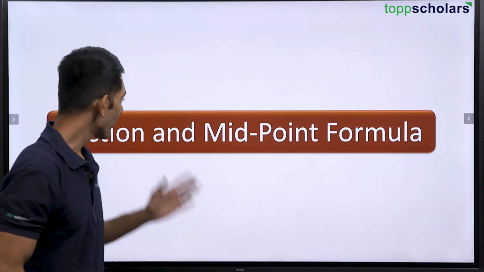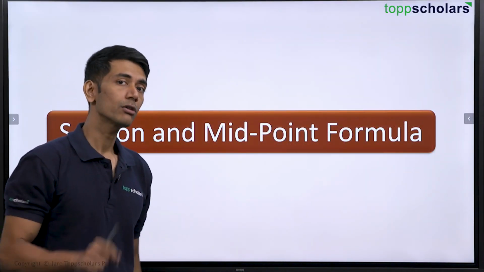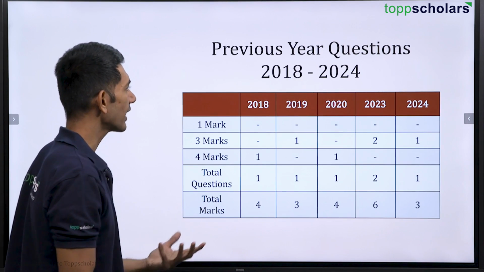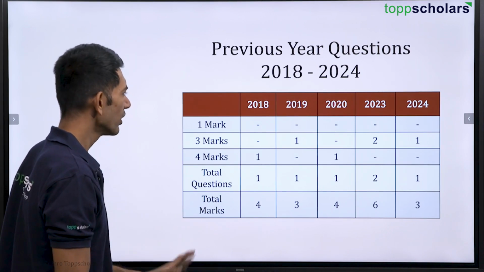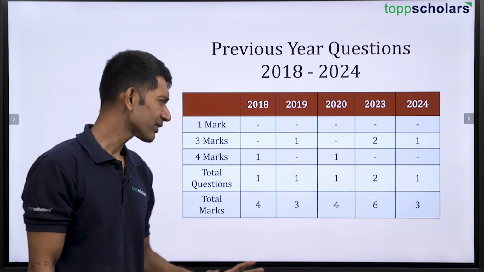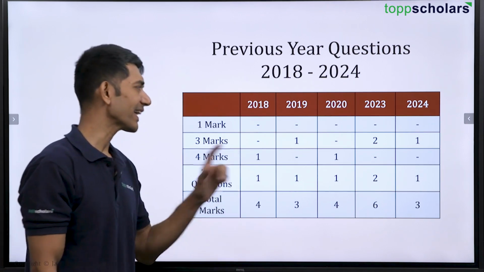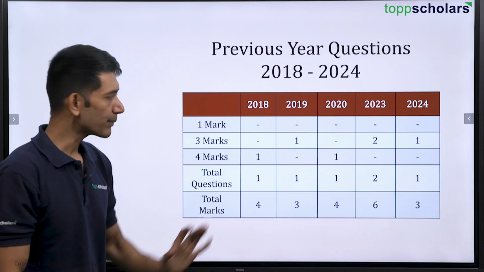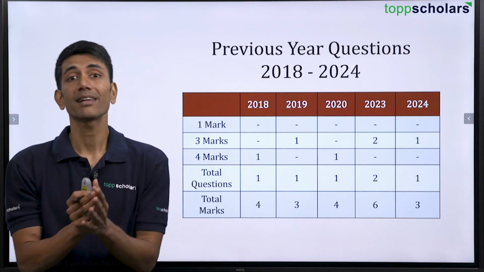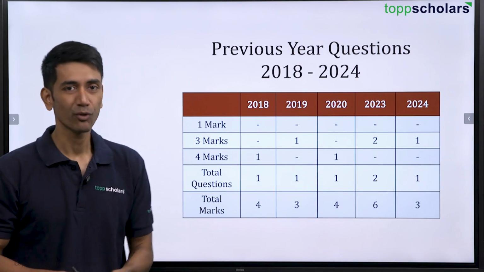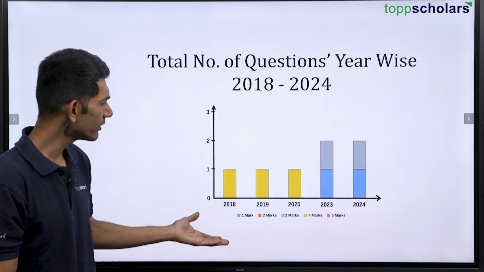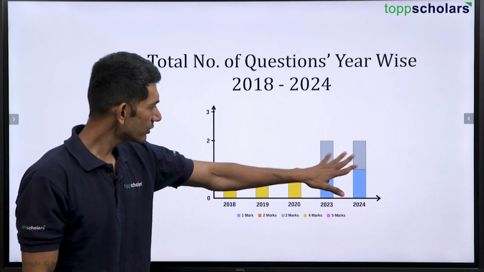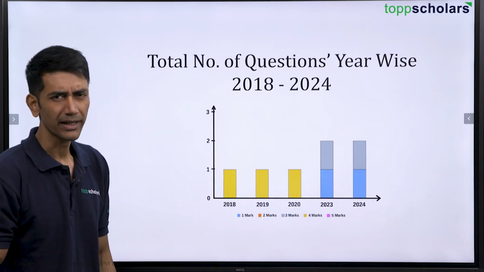So in this session, we are going to talk about section formula and midpoint formula. We are also going to solve some problems based on the equation of a straight line. We'll see some of the questions that were asked previously from 2018 to 2024. If you see, there are not ample questions, so I won't say it is a very important chapter, but yes, you can expect at least one question, either of 3 marks or 4 marks. This chapter will have longer questions of 3 and 4 marks respectively. Hardly 1 or 2 questions of 1 mark can also be asked in the exam.